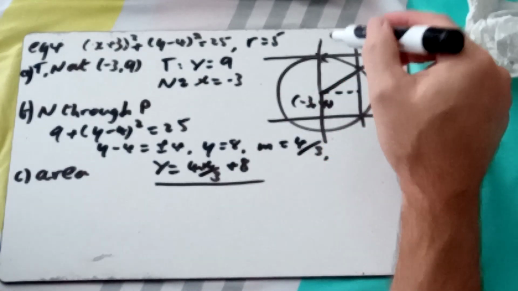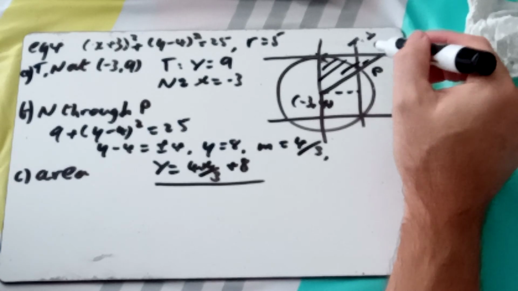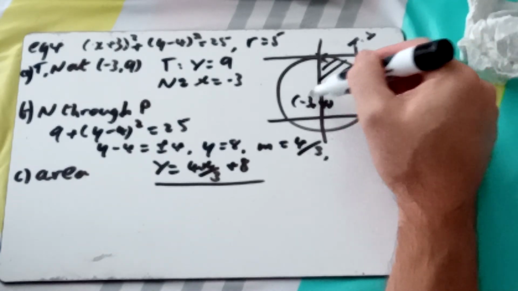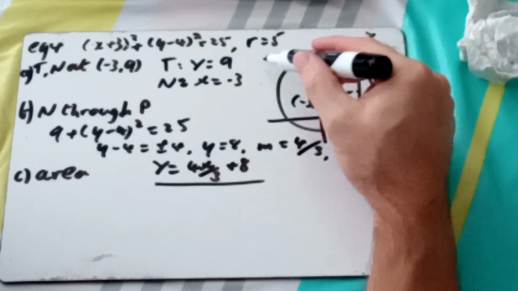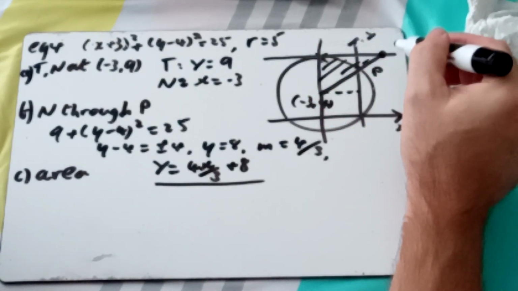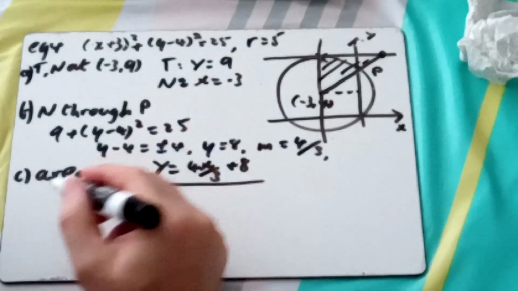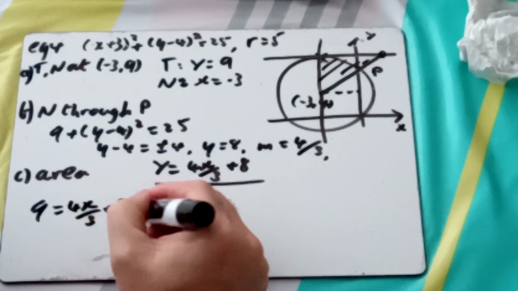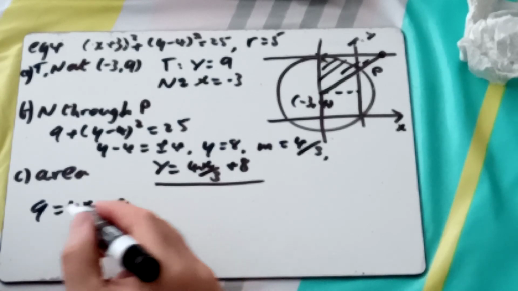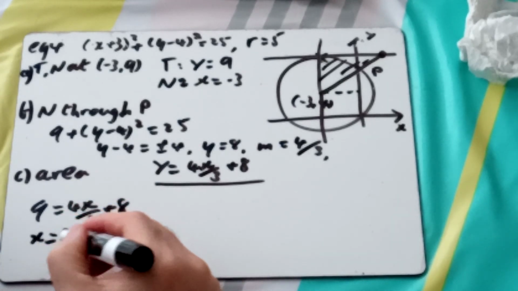And it wants the area of this lot here, part C. So I could do with finding that point where the normal crosses the horizontal line. Well, the horizontal line is y equals 9. So I'm basically solving 9 equals 4x over 3 plus 8. 4x over 3 equals 1, x equals 3 quarters.